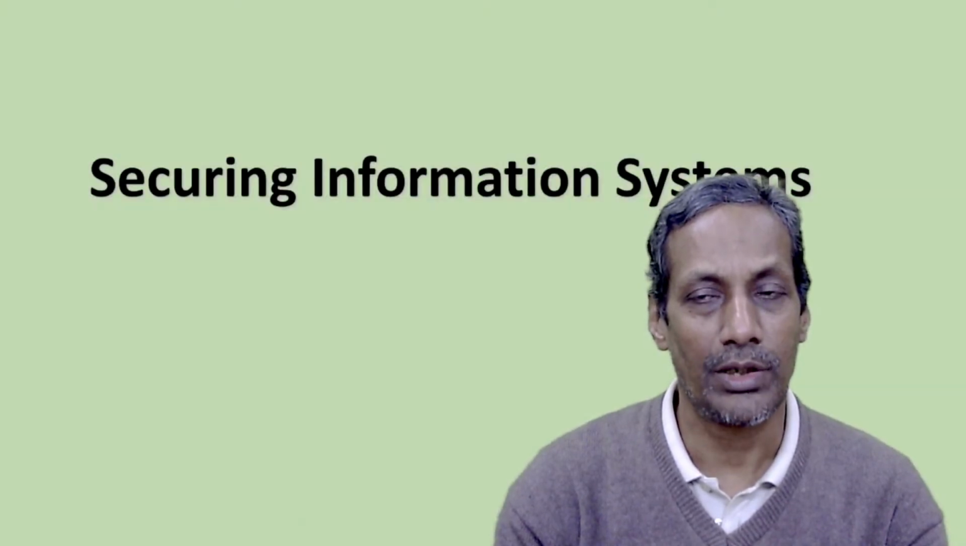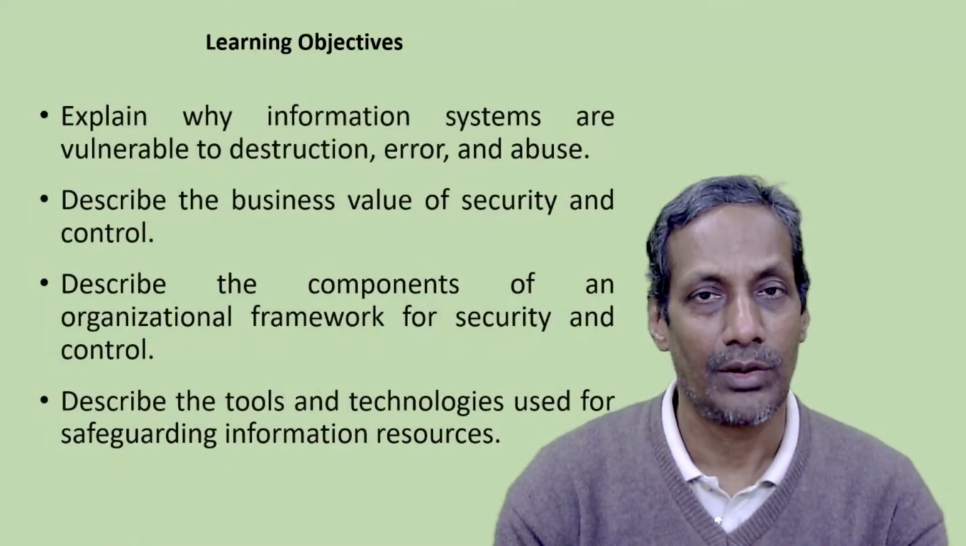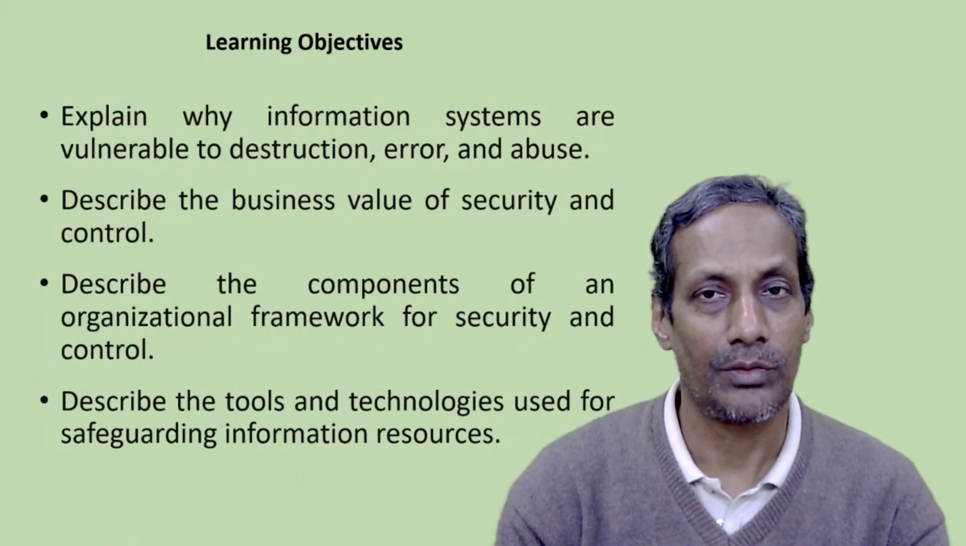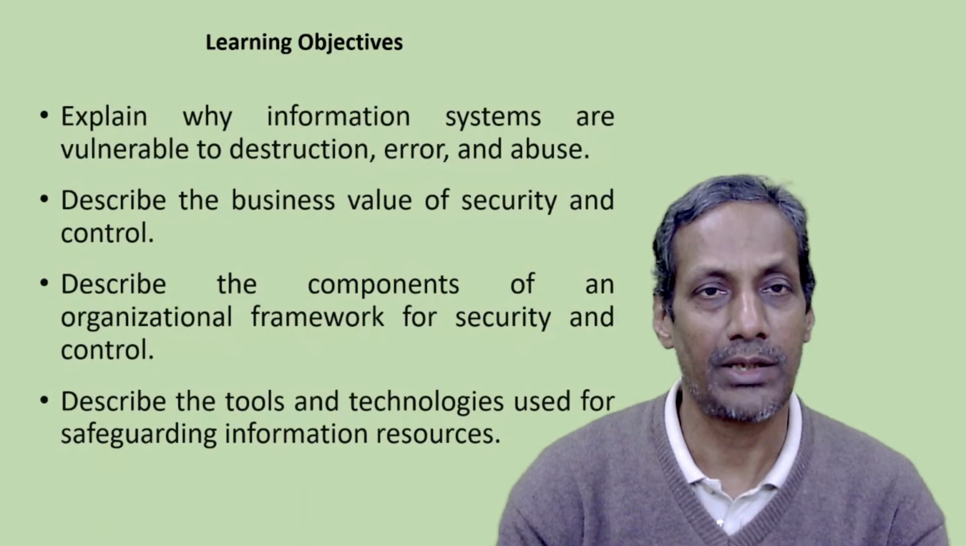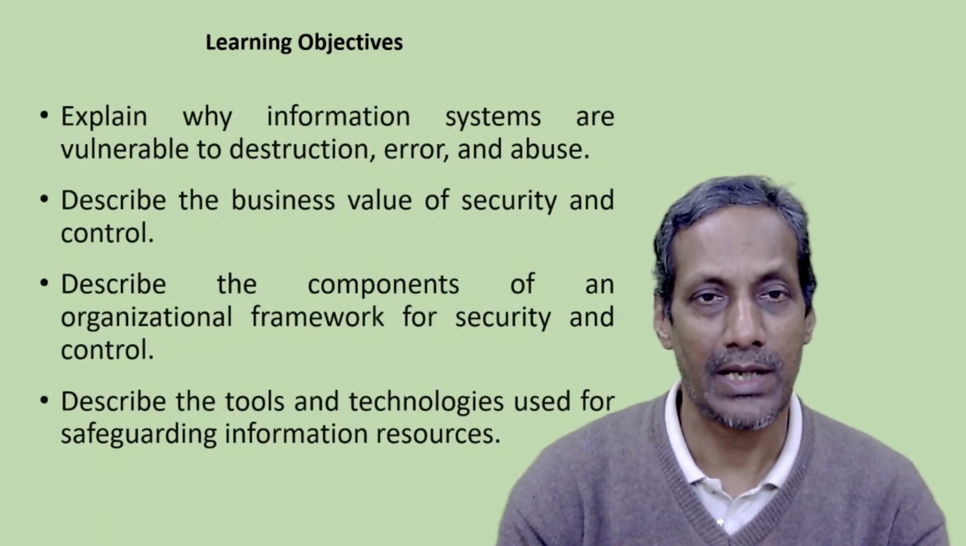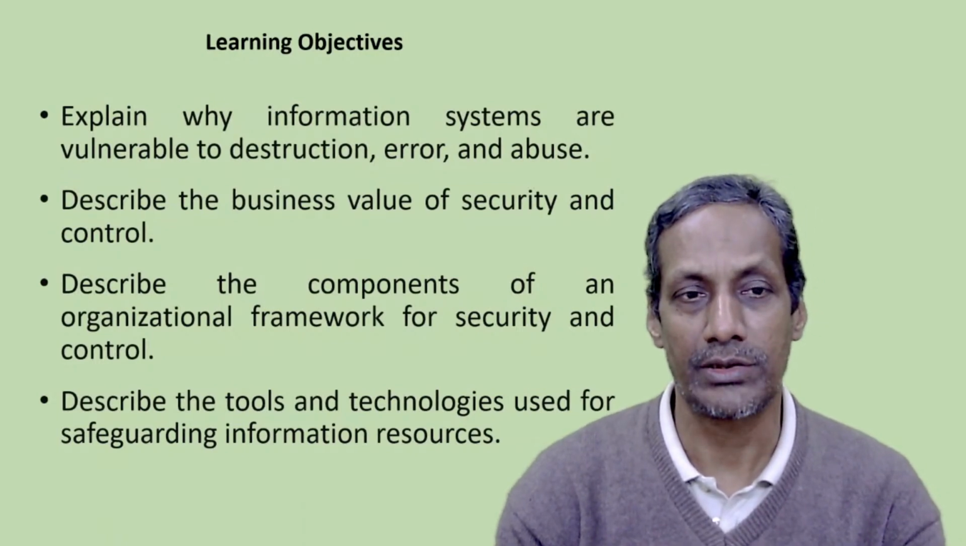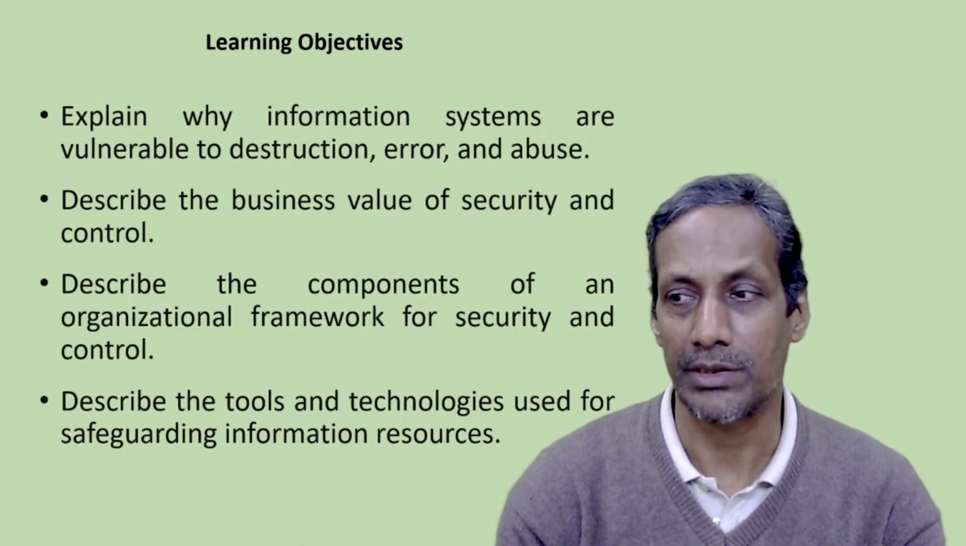So how to secure information systems? We'll try to explain why information systems are vulnerable to destruction, error, and abuse. And we will describe the business value of security and control. We will describe the components of an organizational framework for security and control, and describe the tools and technologies used for safeguarding information resources.